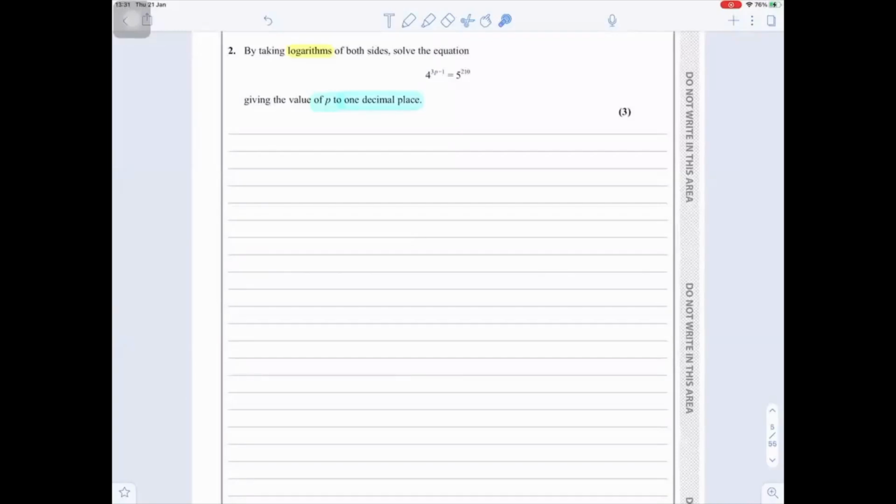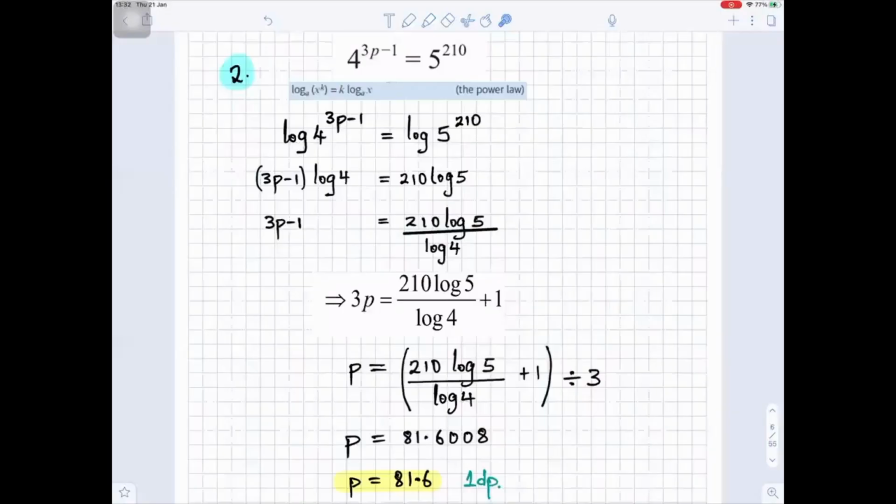Question number 2. By taking logarithms of both sides, solve the equation 4^(3p minus 1) equals 5^210, giving the value of p to 1 decimal place. To do question number 2, we're going to use the power law: log of x to the k, base a, equals k log x to the base a. So the k comes in front.